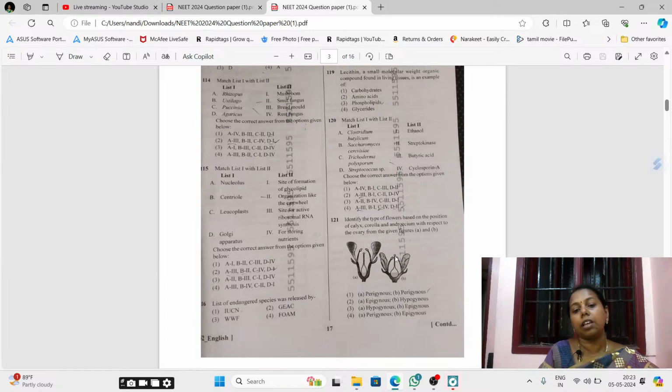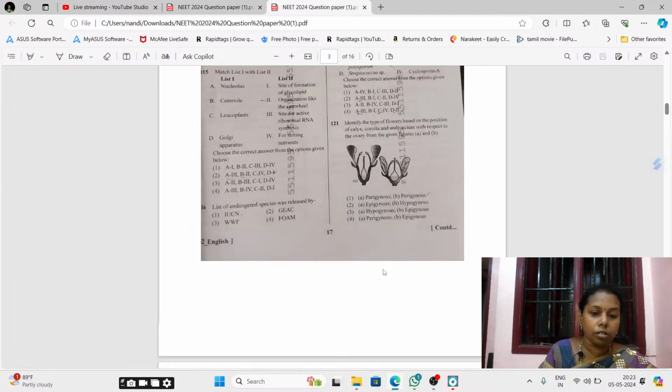121 is again an NCERT picture as such. B and C are given in NCERT. Both are perigynous only. So the answer is A. 121 is answer A.